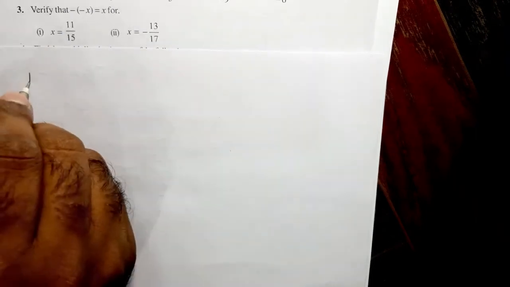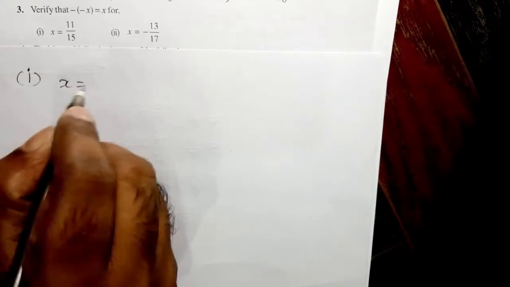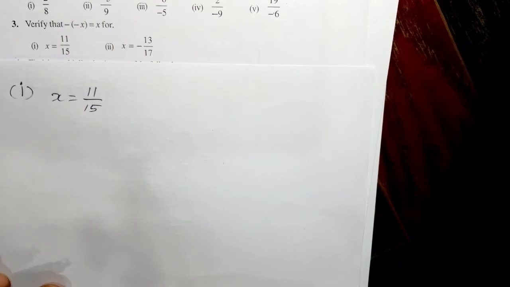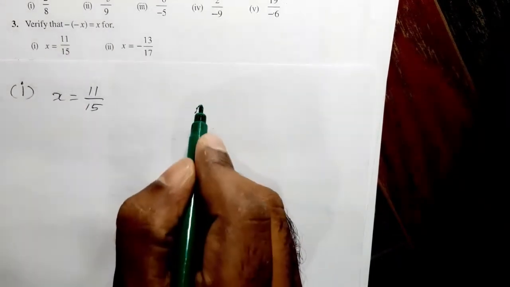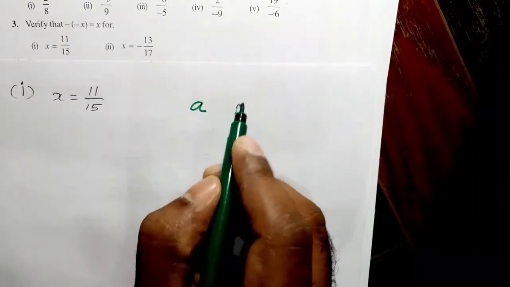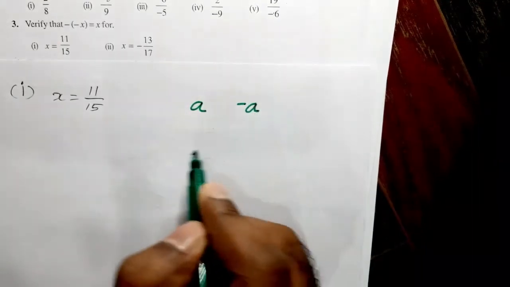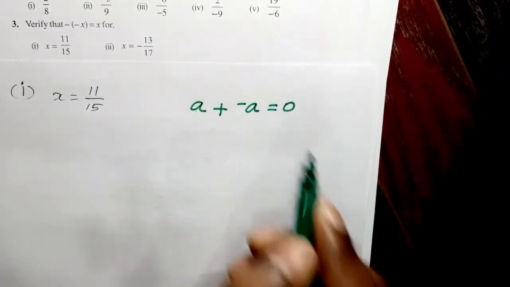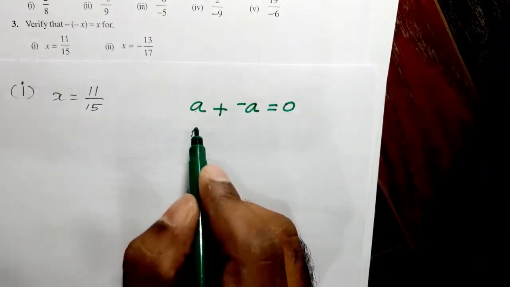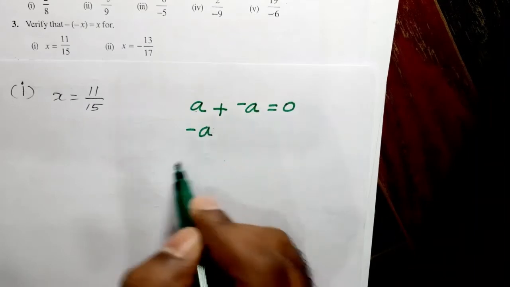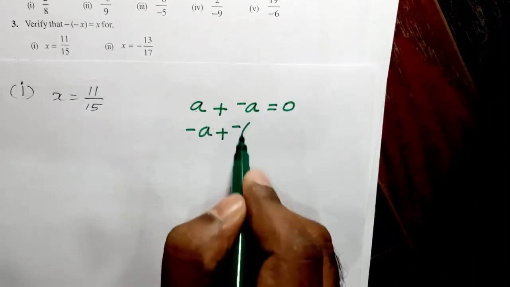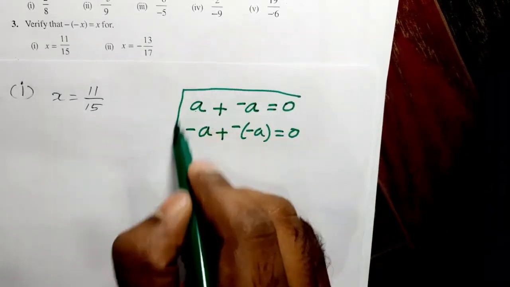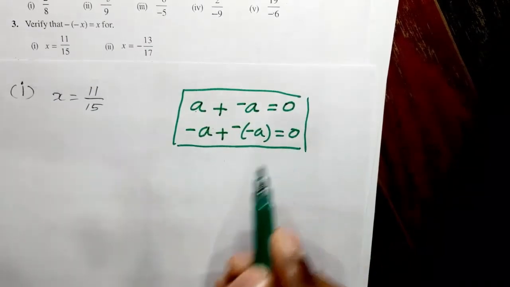The first example is x is equal to 11 by 15. We studied that if we write a number, suppose a is a number, its additive inverse will be minus a. One number and its additive inverse added, we will get 0. This we studied. Now if we write minus a at first, then we find its additive inverse, meaning minus of minus a, which is equal to 0. This we already studied, and we are going to practice this by using this example.